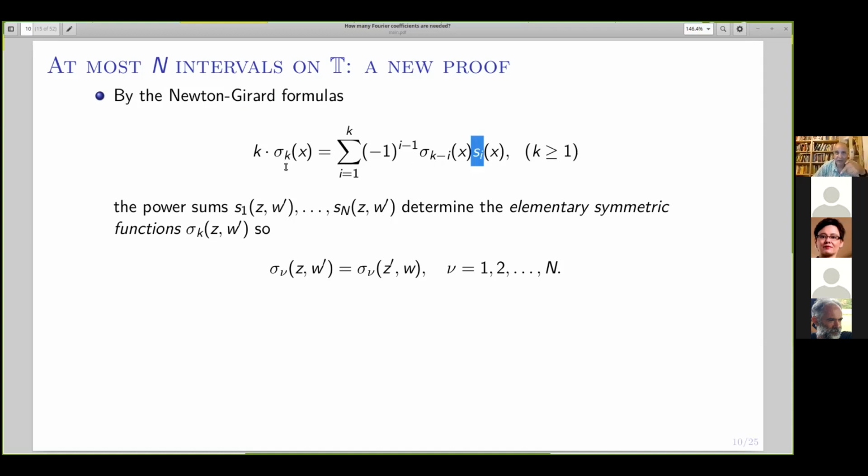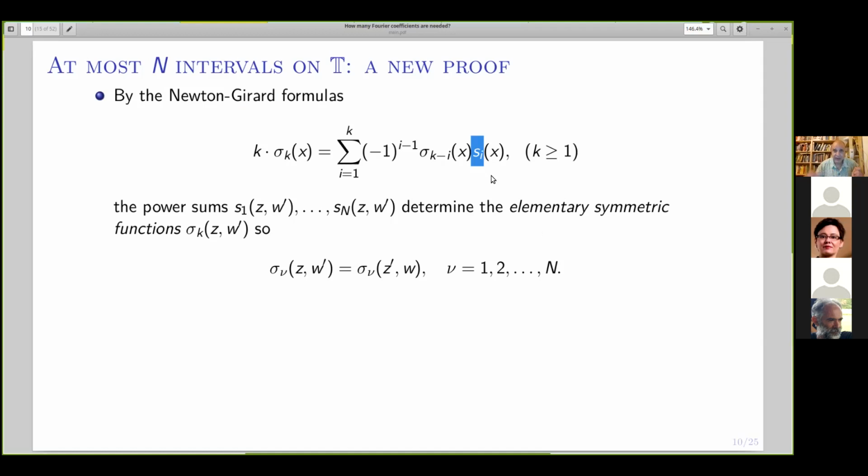If you apply the Newton-Girard formulas for k goes from 1, 2, and so on, you will recover the sigmas one by one. S1 is equal to sigma 1, and then you keep going and recover. If you know the s's, you can get the sigmas. So this is a way of going from the s's to the sigmas, from the power sums to the elementary symmetric functions.